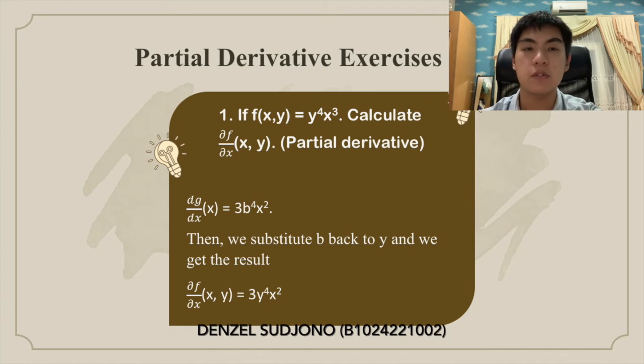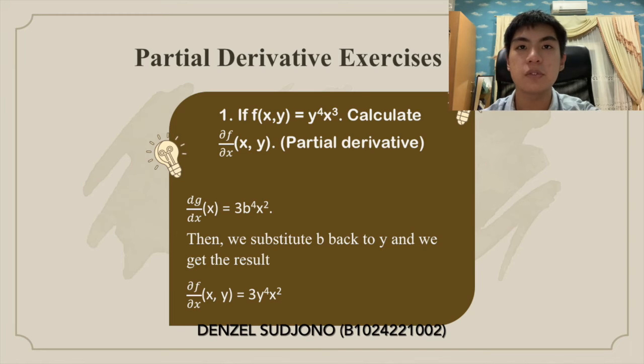It might be easier to let y equal b, where b is a constant, to remind us that y is a number rather than a variable. Then the partial derivative ∂f/∂x of x and y is the same as the usual derivative of the function g of x equals b to the power of 4 times x to the power of 3.